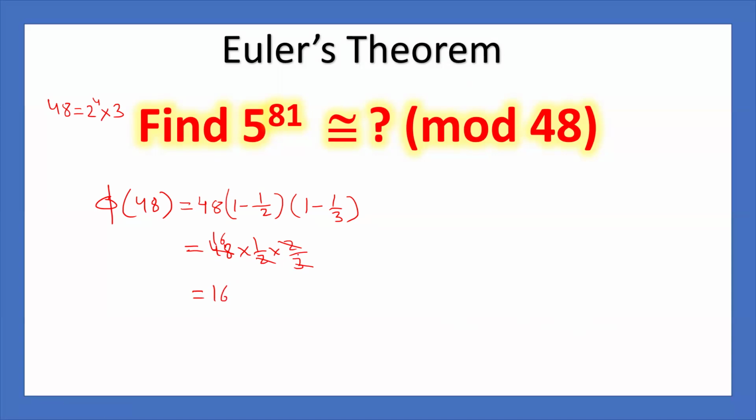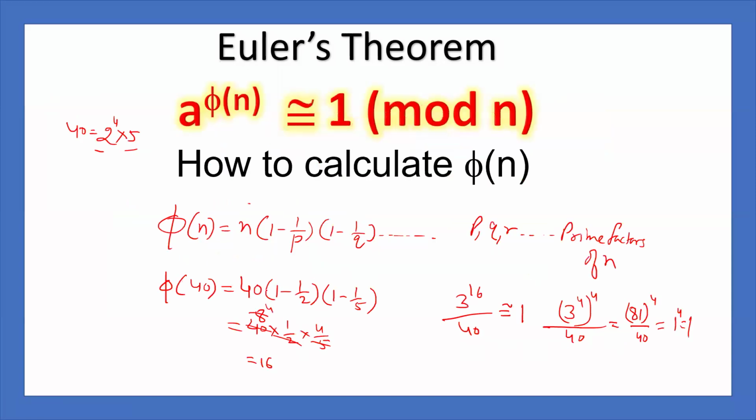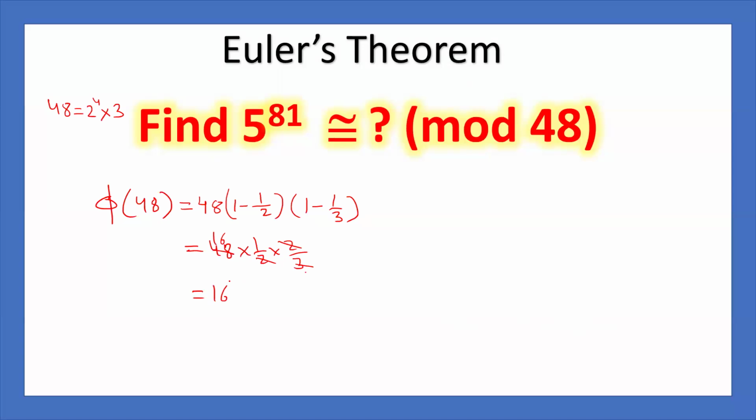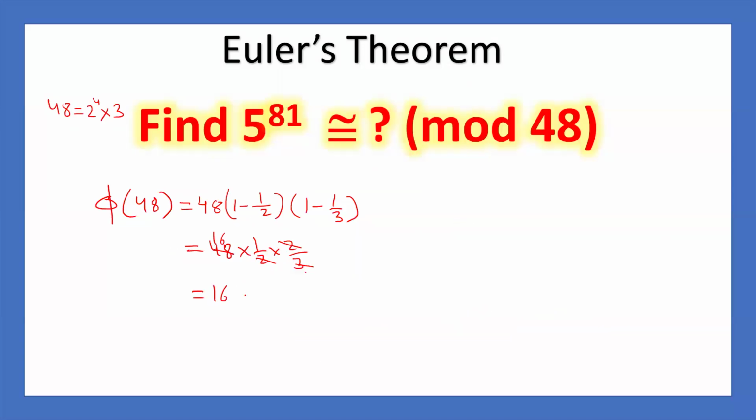Again, this value comes out to be 16. This is just a coincidence: for 40 it was 16, but for 25 the value was 20, and for 48 again it is 16. Now we have to calculate 5 to the power 81 when divided by 48. What will be the remainder?